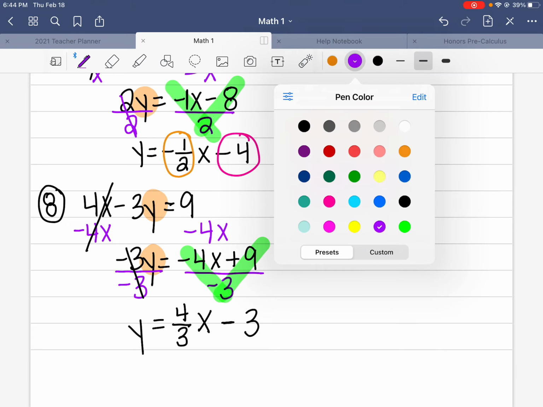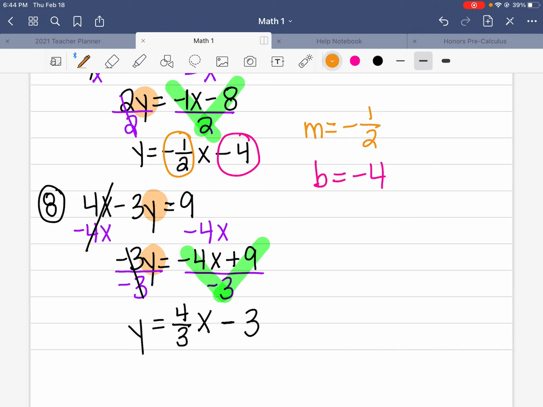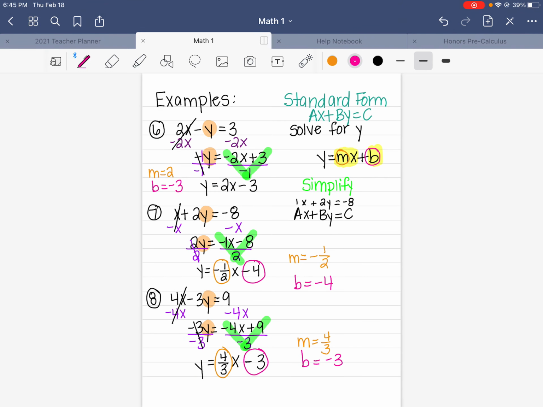So now that it's in slope-intercept form, I can tell you what the slope and the y-intercept are. My slope is 4/3, or 4 over 3. My y-intercept is negative 3. So once again, if it's in standard form, you have to solve for y.